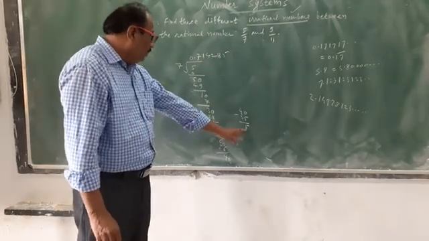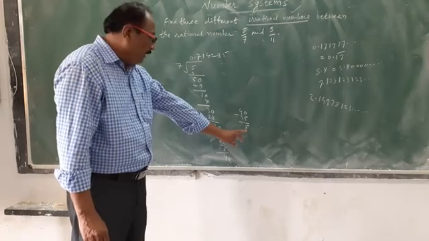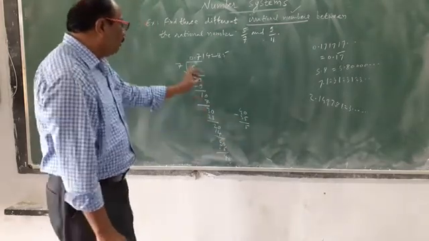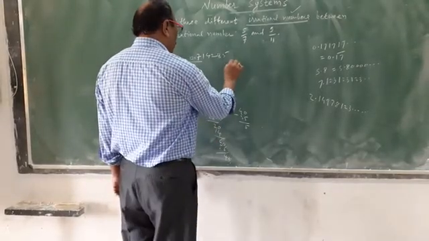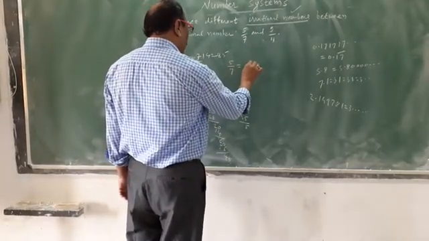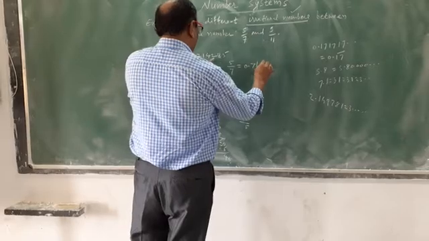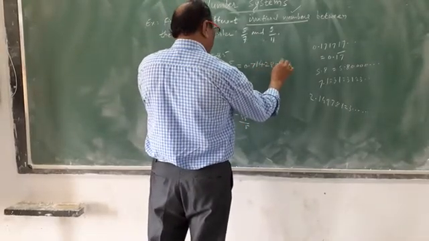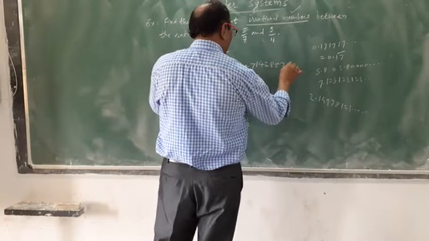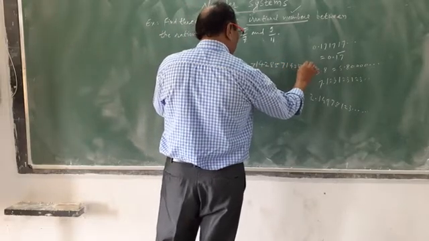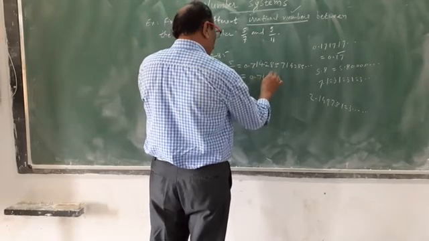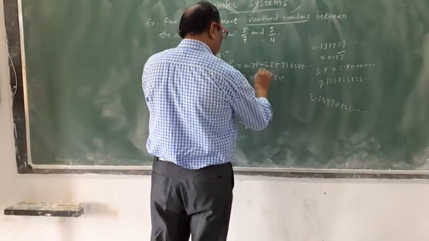Means after this we get the same digits 7 1 4 2 8 5. Means here 5 is left over in the remainder. Then we will repeat the same procedure. Therefore 5/7 is equal to 0.714285714285 like this. Means it is equal to 0.714285 bar.